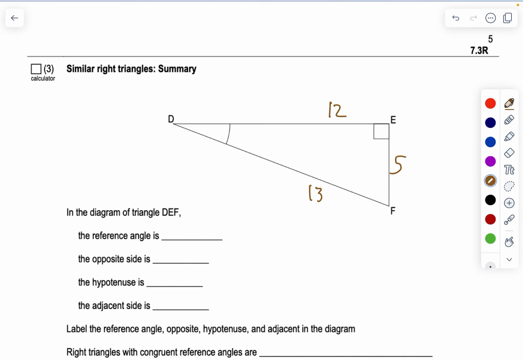We're going to use angle D as the reference angle. The opposite side from angle D is the 5, which is side EF. The hypotenuse is going to be side DF, which I made 13. The adjacent side is side DE, which I made 12.